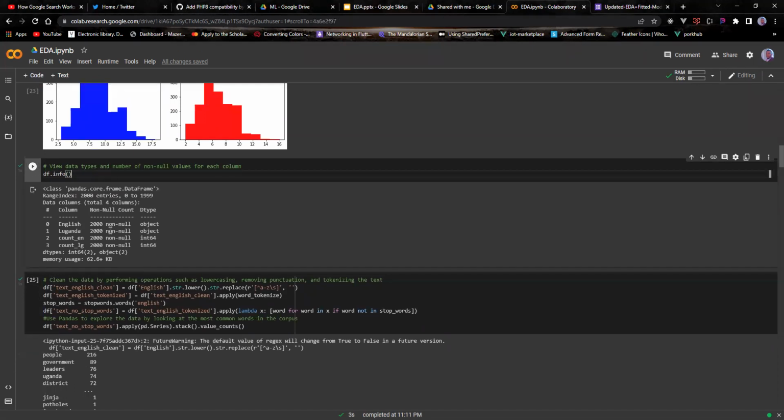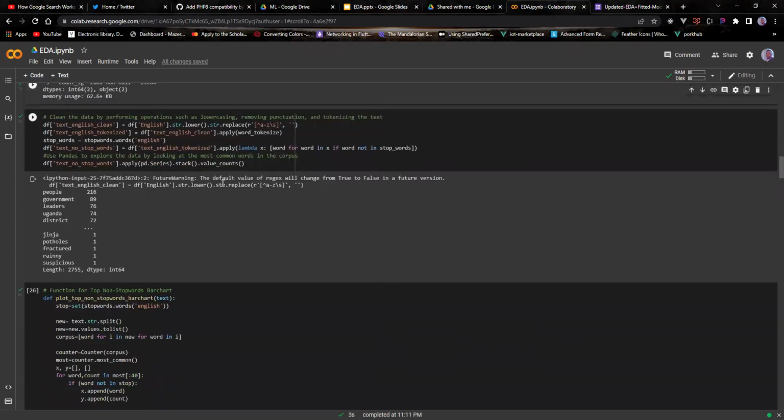This one is just meant to show us the number of observations for each column. For English, we have 200 observations for the English monolingual corpus. For Luganda, we have 200. That's why the counts also correspond. The counts column will correspond to the number of observations of that corpus. You see, for count English, we shall have 200, just like English. Count Luganda, yeah.